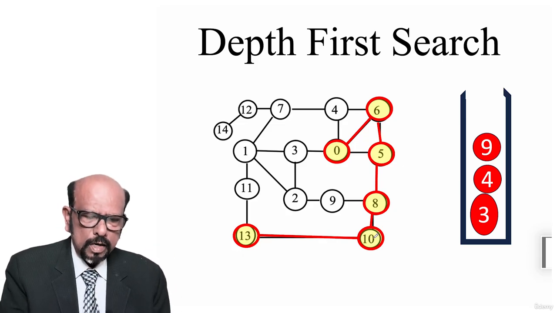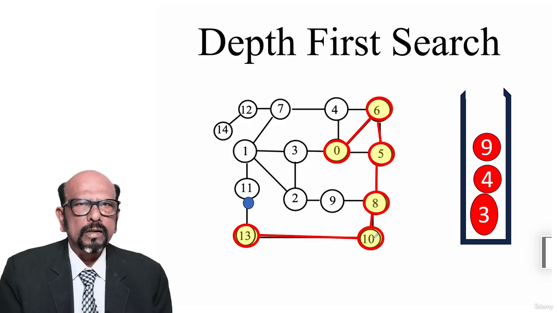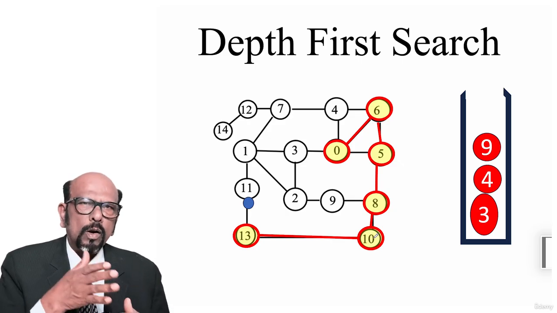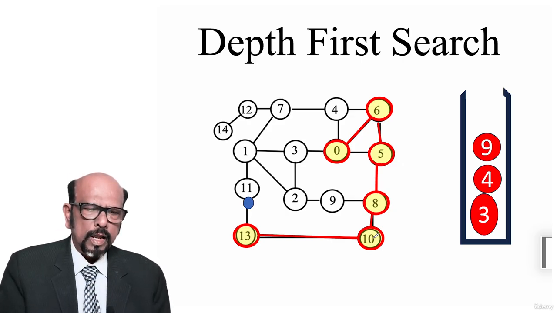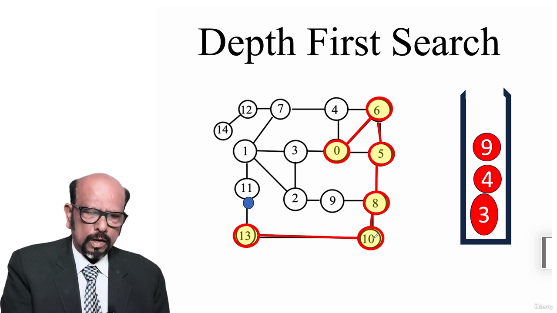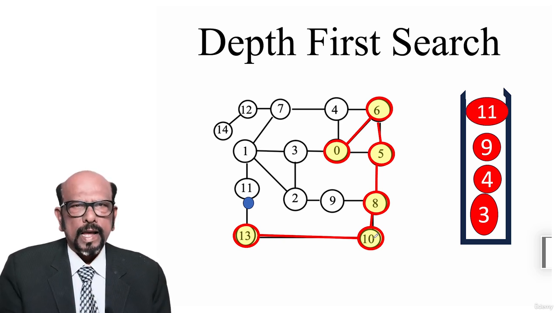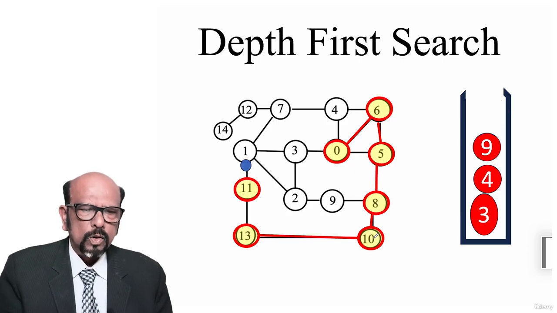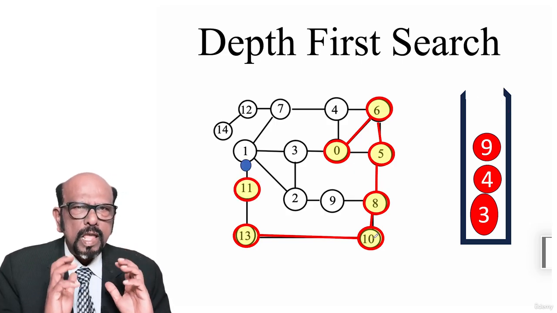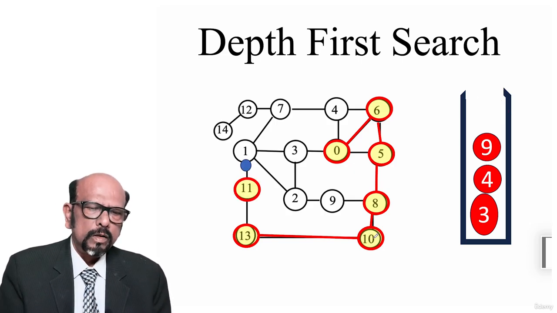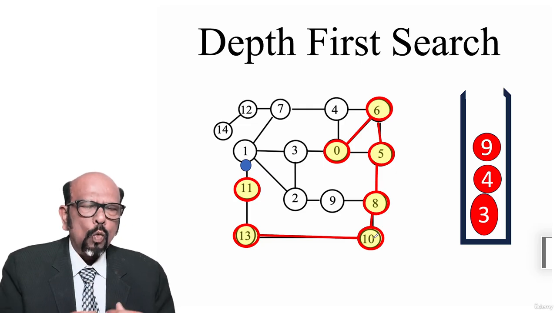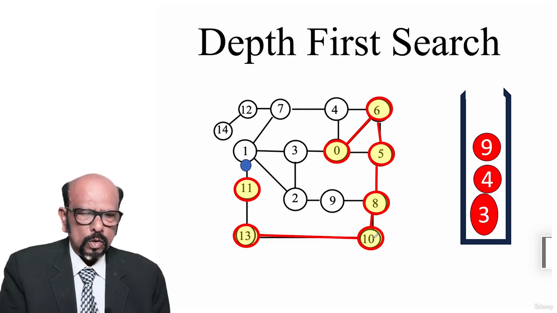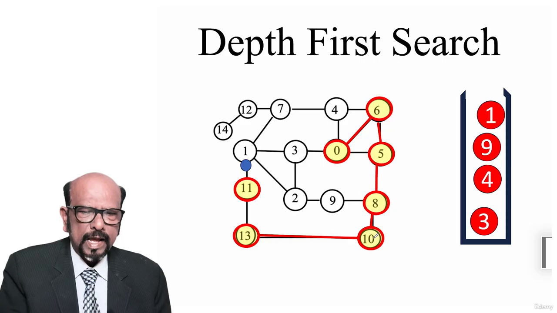For 13, 11 is a neighbor. So you are going deeper. From 13, you go to 11. Now keep 11 in the stack. Now pull out, 11 will come out. So we will do DFS of 11. For 11, 1 is the neighbor. So put 1 inside the stack.